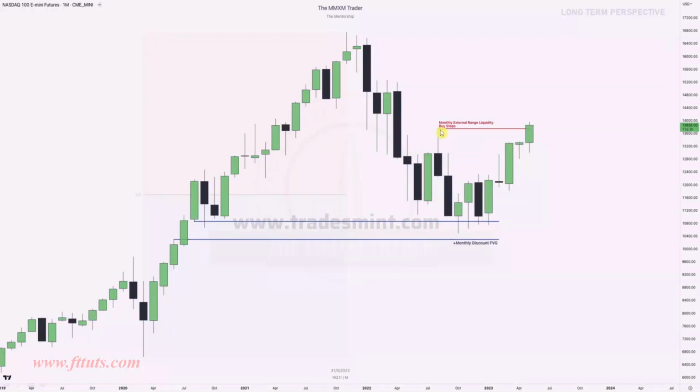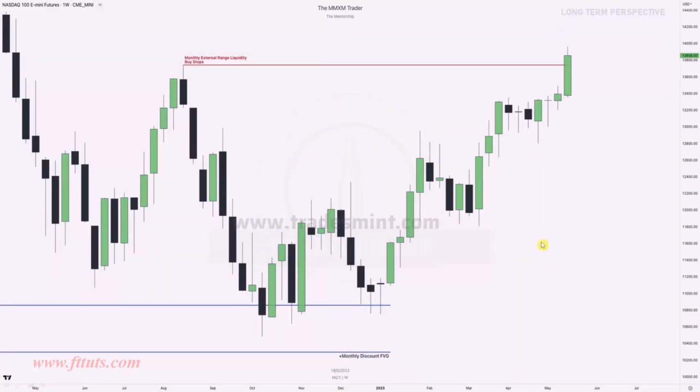So we've got that monthly external range liquidity up here. So we know we go from internal to external, and a draw on liquidity without knowing those seasonal tendencies, right? We know where price is most likely to draw into. Now let's look at the weekly structure after knowing what the monthly is most likely to do.